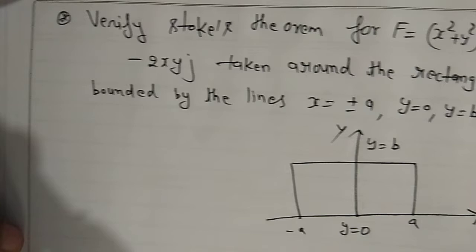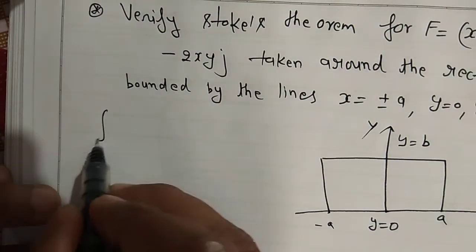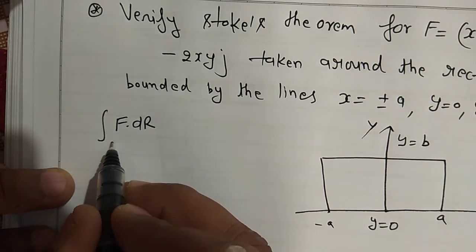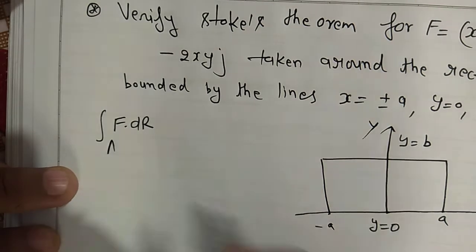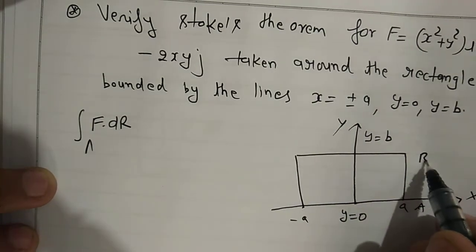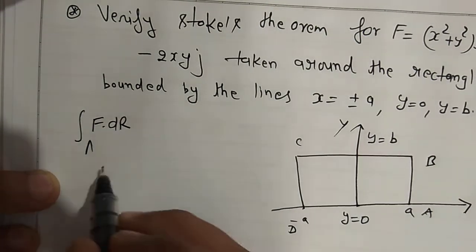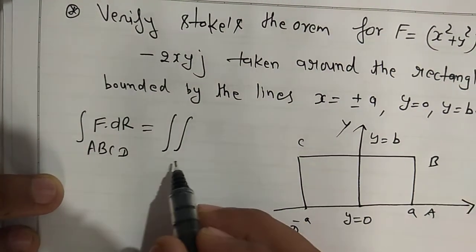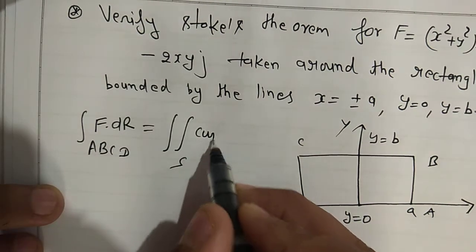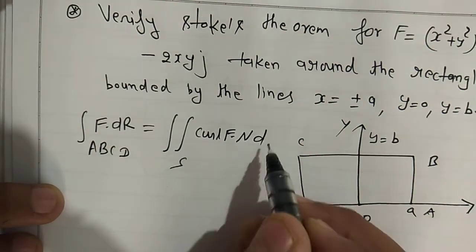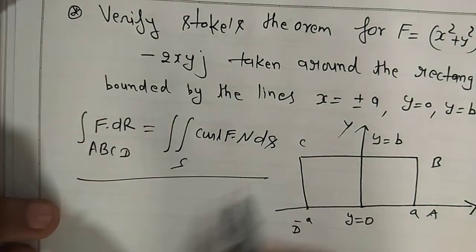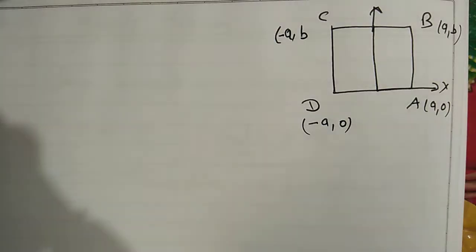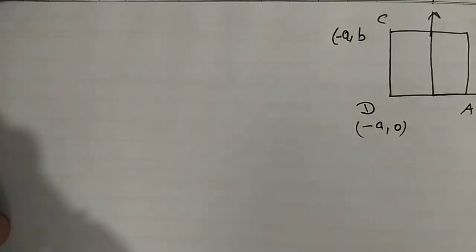Okay, so what we do, the Stokes theorem gives the line integral of F dot dr along the boundary. If you name the rectangle A B C D, then along this ABCD it is equal to the surface integral of curl F dot n dS. So let me try first finding the line integral. So this is the rectangle, so let us try to find out.